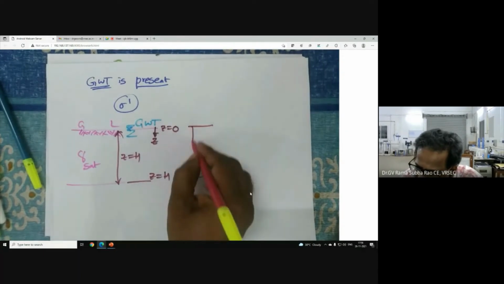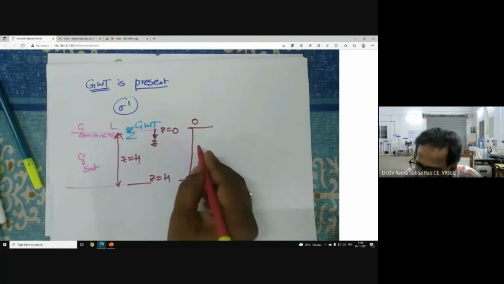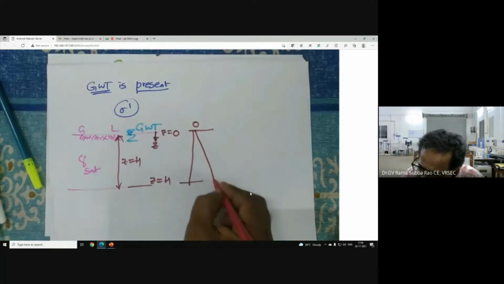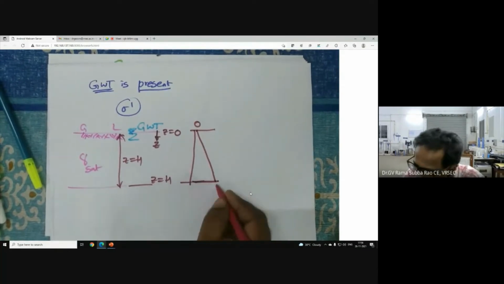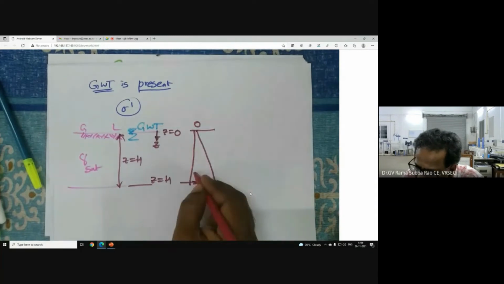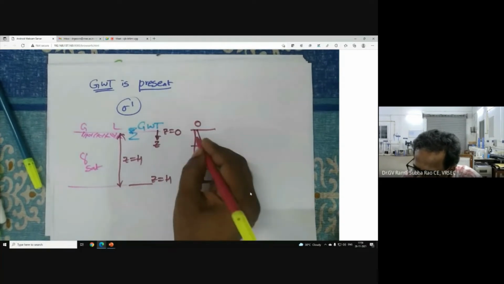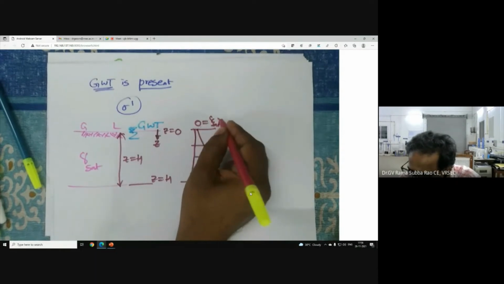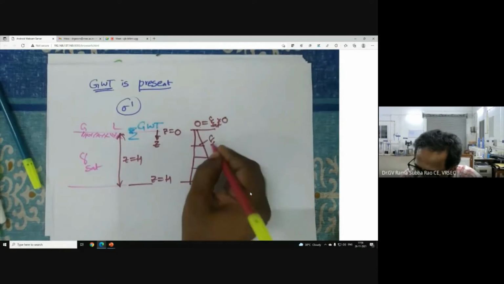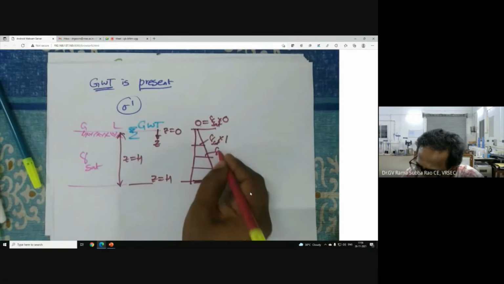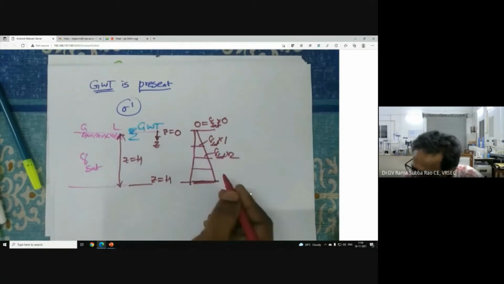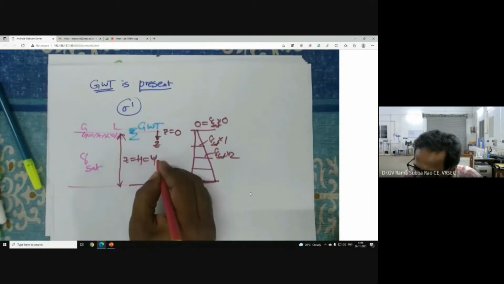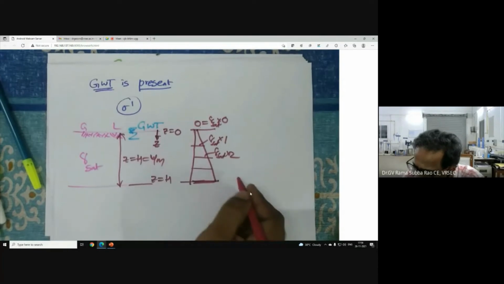Let me draw total stress now. Here it is 0. Don't worry now. You draw a triangle. What it is saying here is that as the depth increases, stress is increasing. Here it is gamma sat into 0. Here gamma sat into 1, here gamma sat into 2. If Z is 4, H, the thickness of the layer, is 4.